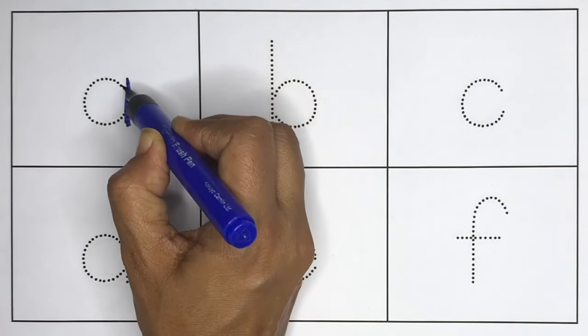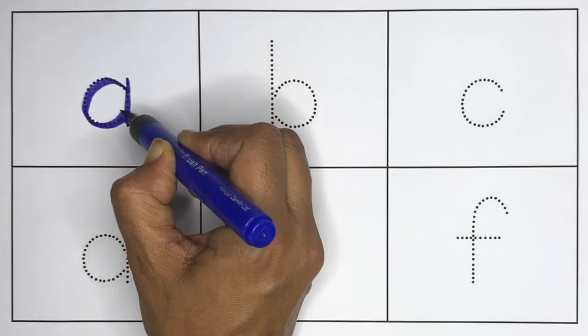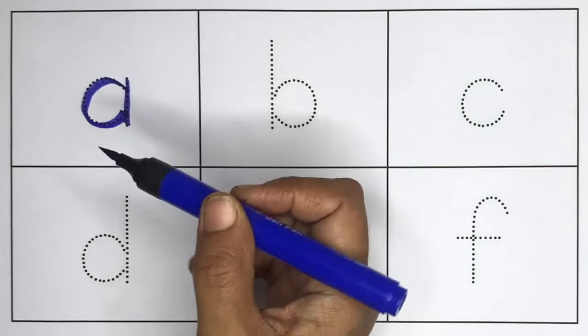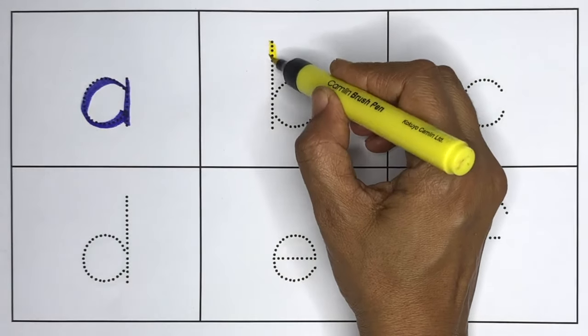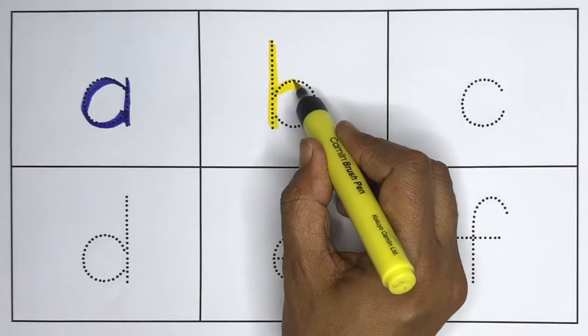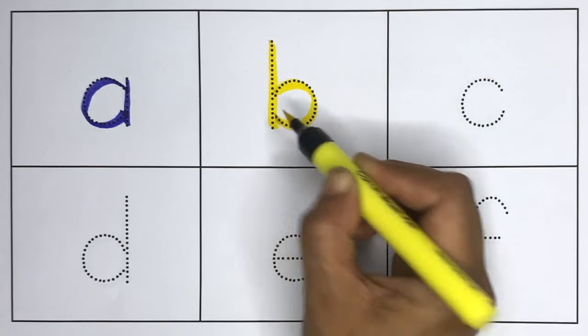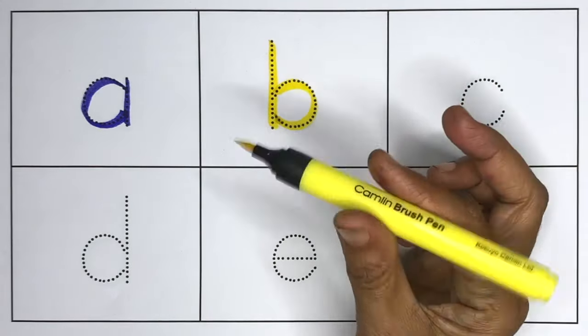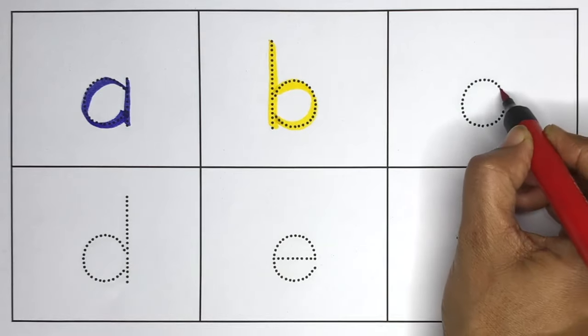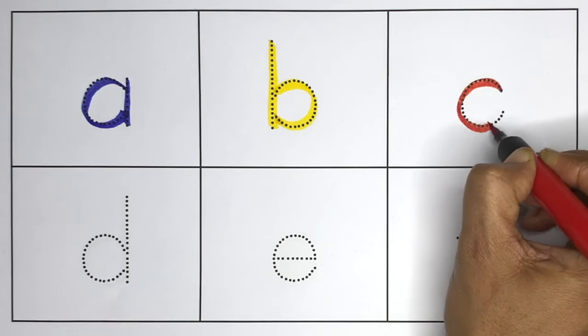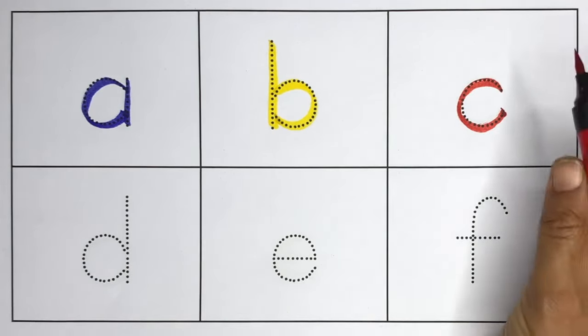A. A for apple. Blue color. B. B for ball. Yellow color. C. C for cat. Red color.